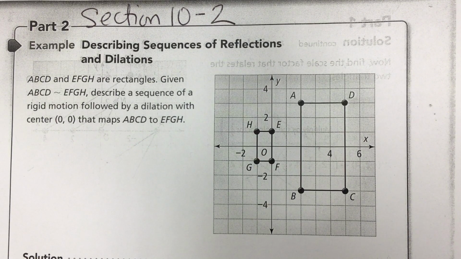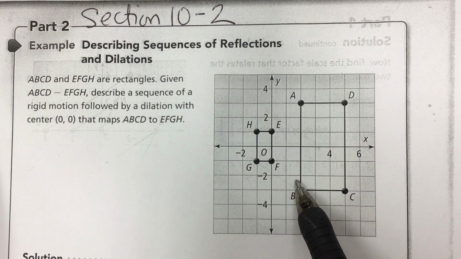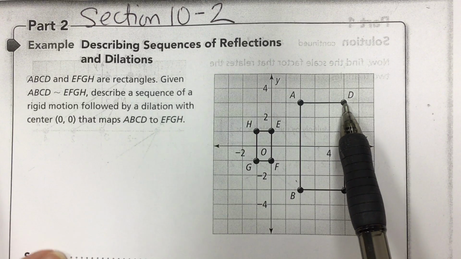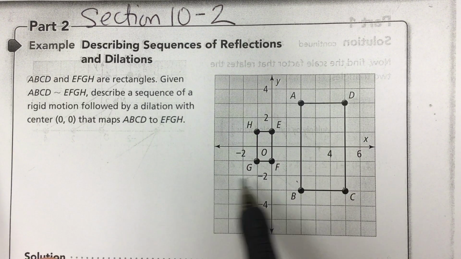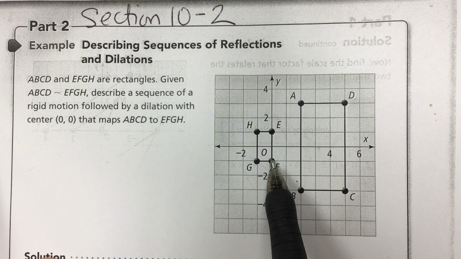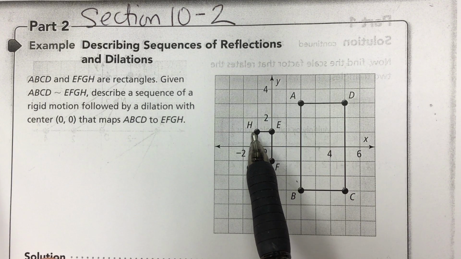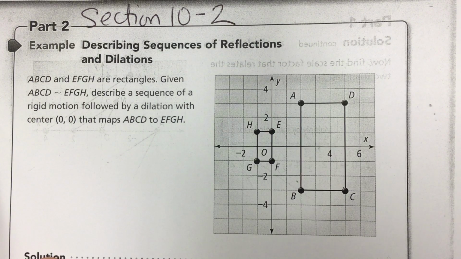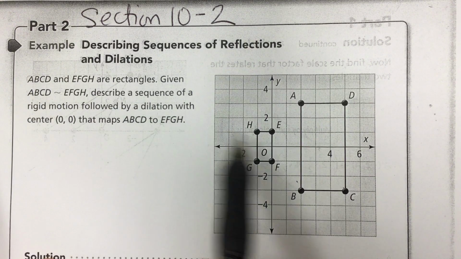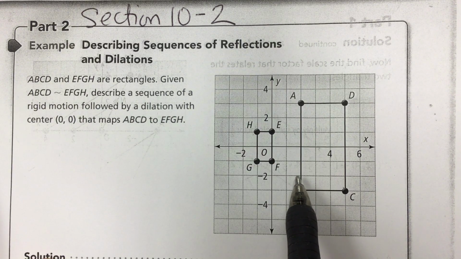Section 10-2, Part 2. Describing sequences of reflections and dilations. Rectangle A, B, C, D is the large rectangle, and E, F, G, H is the smaller rectangle. You are given that these two rectangles are similar. Same shape, but different size.